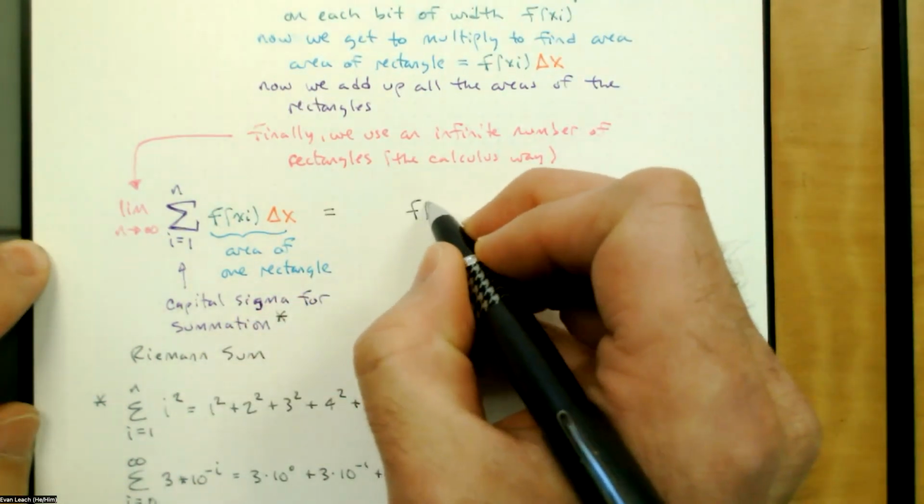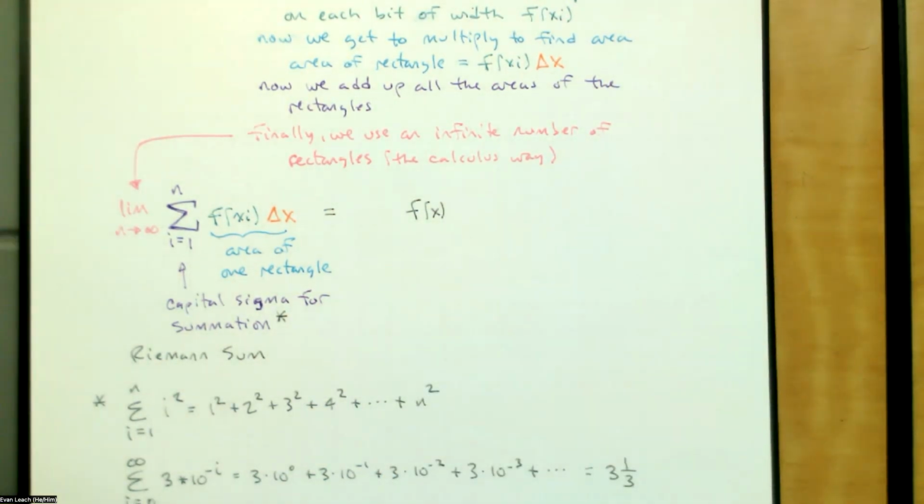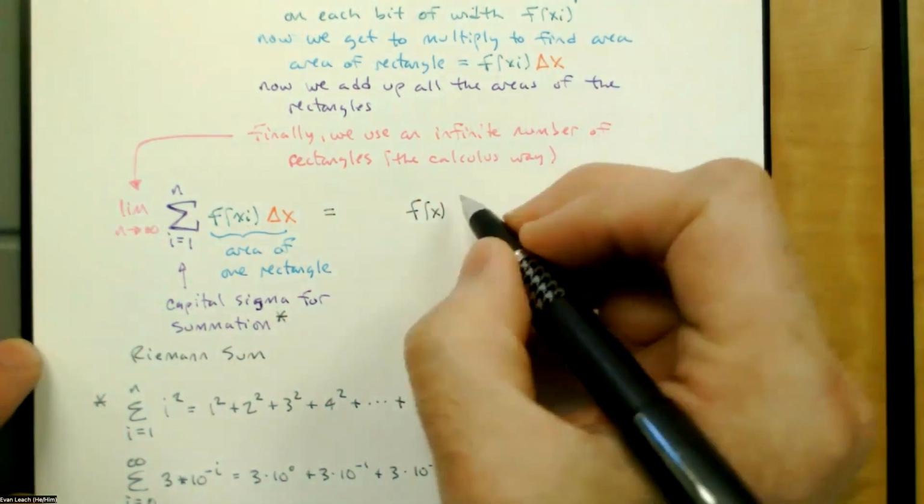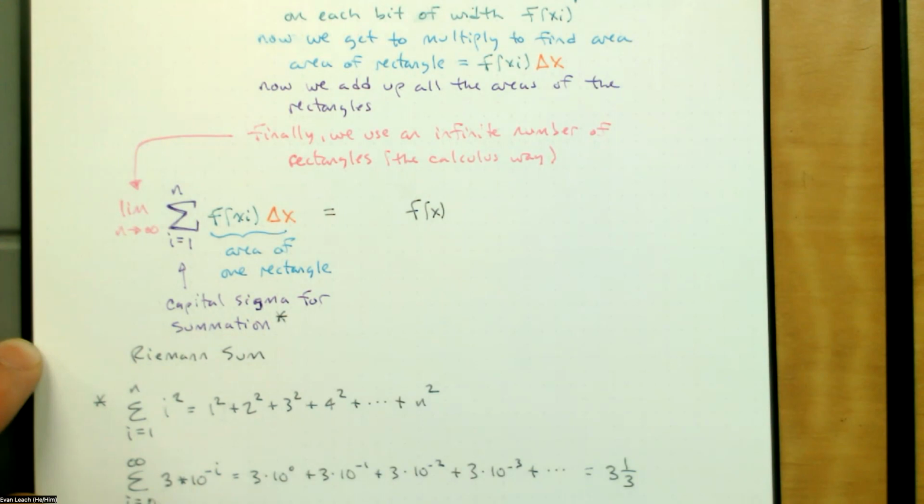Our f of x, f at xi, that's discrete, right? Evaluate this function at this specific point, the first point, then the second point, then the third point. That becomes the continuous function f of x. Just like our delta y over delta x in our slope problems for the derivative became dy over dx for our instantaneous rate of change, our delta x becomes the instantaneous or the very thin dx. Just like before, delta x becomes dx.